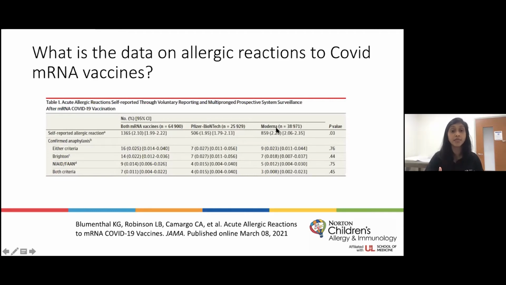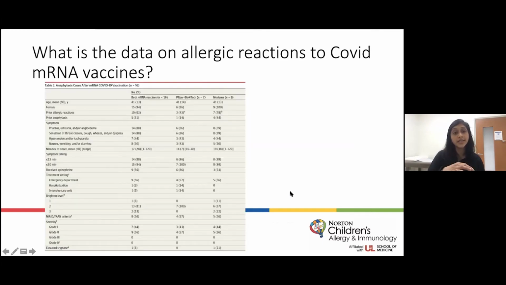Self-reported allergic reactions were slightly more common with Moderna than with Pfizer. That was statistically significant. Similar to the CDC data or the VAERS reporting system data, the majority of them were females. A lot of them had prior allergic reactions or anaphylaxis. A lot of them, actually all of them, reacted within 30 minutes. And this is, again, where that recommendation comes from that patients who have a history of allergies are required to wait 30 minutes. That's where the 30-minute mark came from.